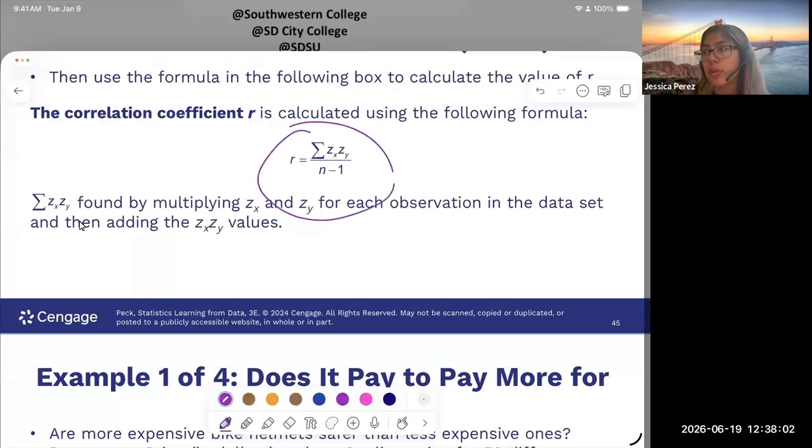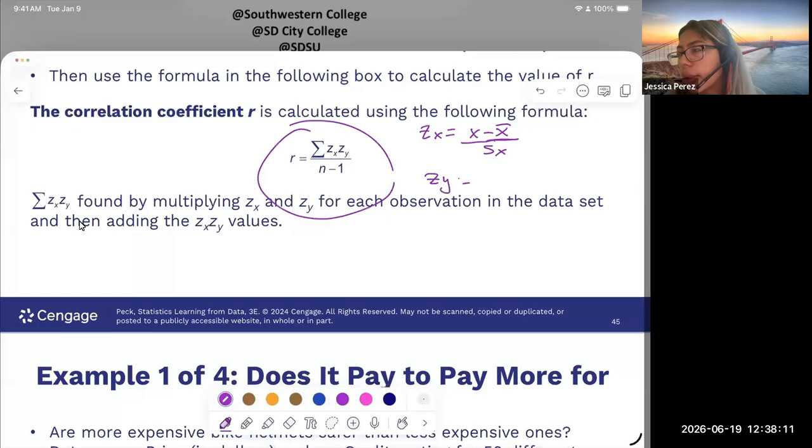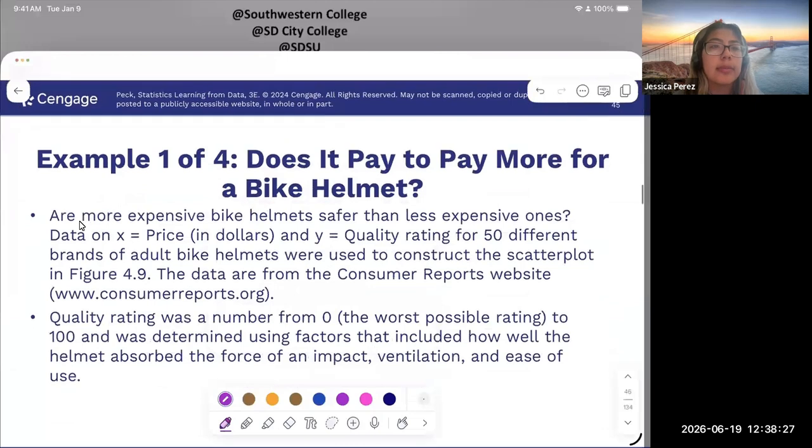So this is using z-scores, where remember z of x is x minus x bar over the standard deviation of x, and z of y is going to be y minus y bar over s of y. Let me bring this a little bit upward. So y minus y bar over s of y, the standard deviation of y. Now, let's do an example and calculate the linear correlation R for a particular example.